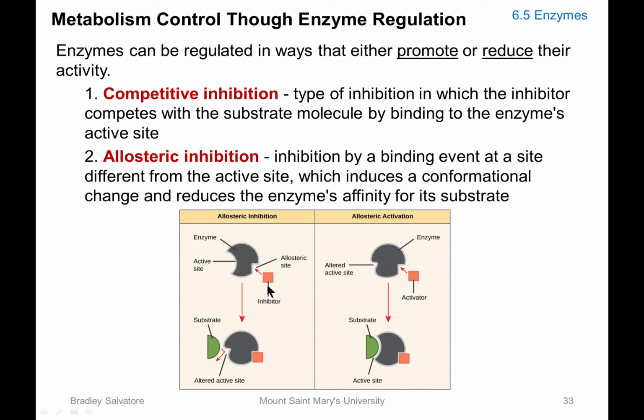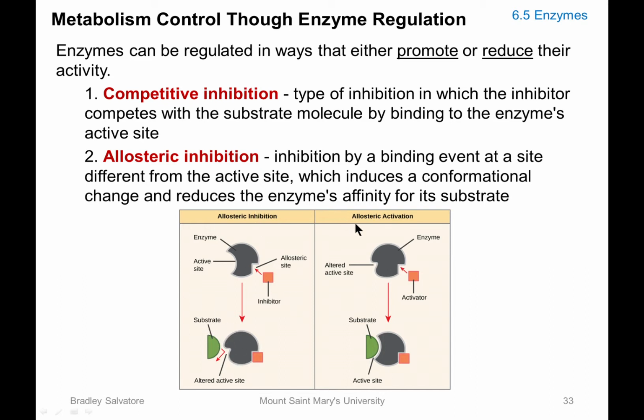This inhibitor is an allosteric inhibitor. It will bind to another site on the enzyme, and that will change the shape of the active site, or what we call changes the enzyme's conformational shape or conformations, and that will not allow the substrate to bind anymore. So that's called inhibition.